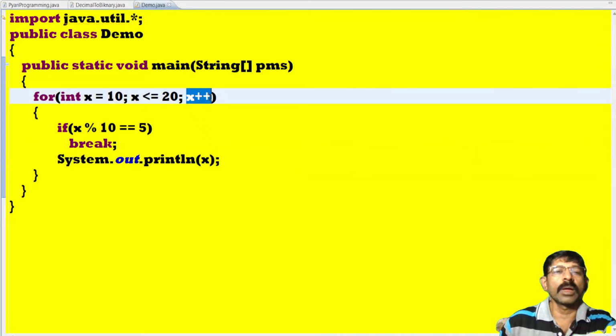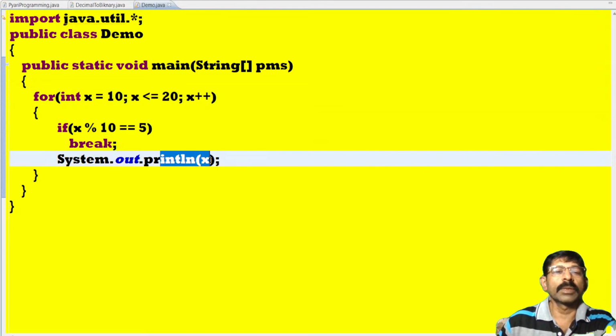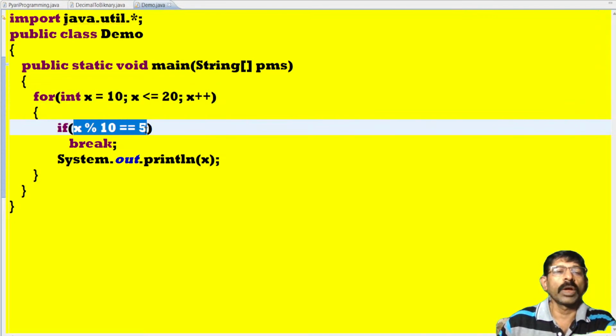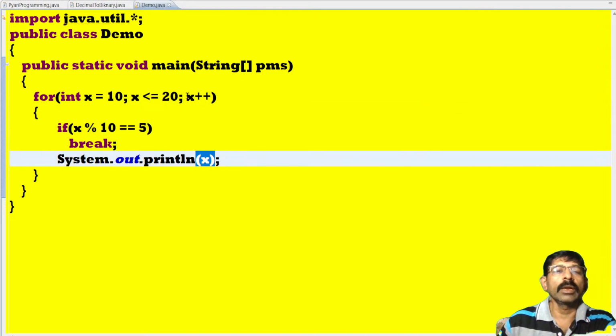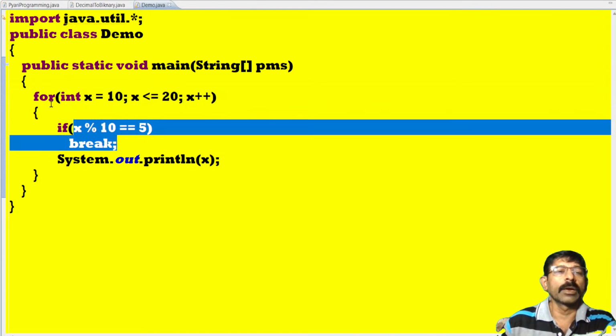Then x plus plus, 13. This is true. Remainder is 3. That's why false. Display 13. This is 14. 14 less than 20, true. Remainder is 4. Equals to 5, false. Display 14. It's 15. 15 is less than 20, true. 15 modulo 5, remainder 5. Equals to 5, true. Break. Come out of the loop.